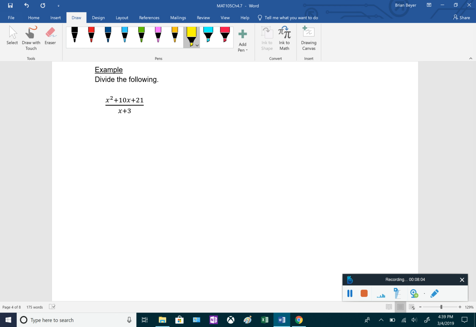So we're going to divide x squared plus 10x plus 21 over x plus 3. So setting this up, x squared plus 10x plus 21 divided by x plus 3. So what we have to do is go to the leading term of each one and divide it. So dividend first, so x squared over x. X squared is the leading term in the dividend, and the x is the leading term in the divisor. So we get x. So that's going to be what goes in the quotient.